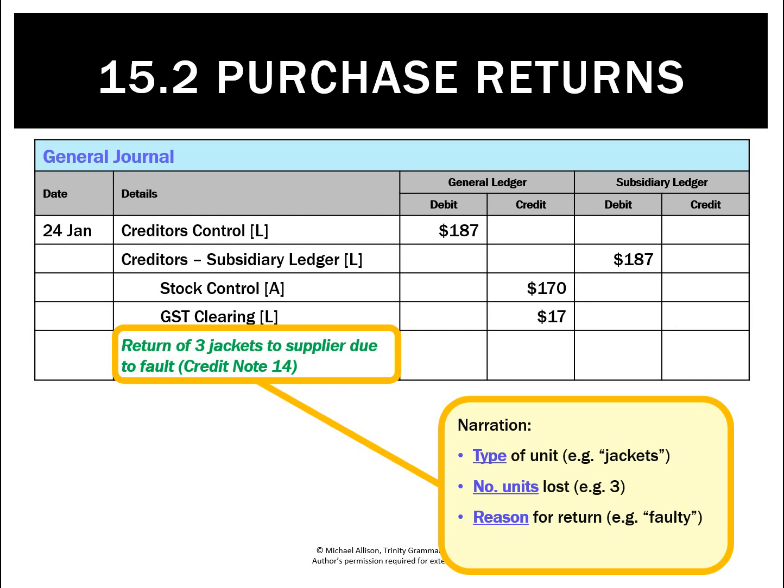The reason why it's been returned, in this case it's faulty, maybe it was the wrong type, maybe it was damaged. What we want to do though is have at least 2 out of those 3 things in a description, and that'll give it a level of detail that's going to get a mark. The one thing we do need that's not negotiable is we need that credit note number in there. So if we have that plus 2 out of the other 3 things, we're going to get full marks for our narration.